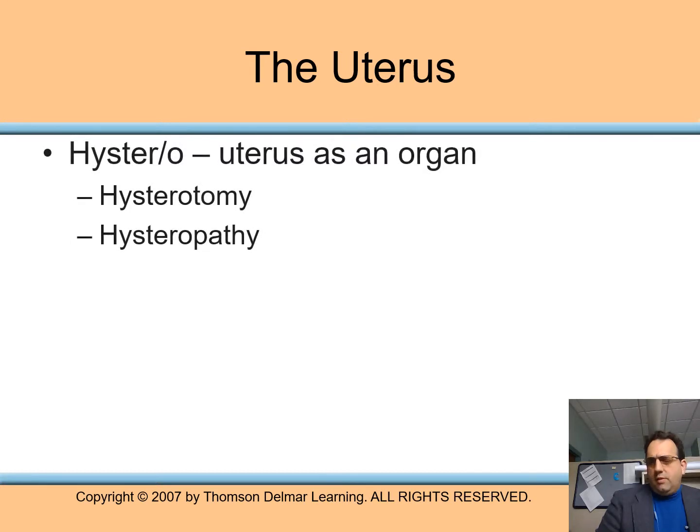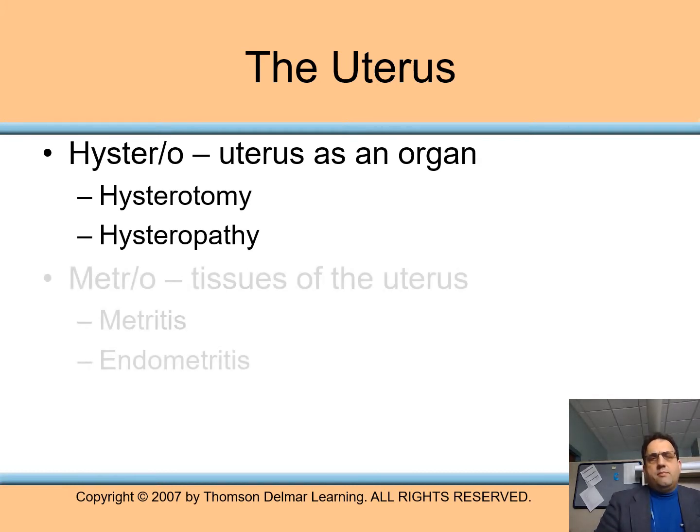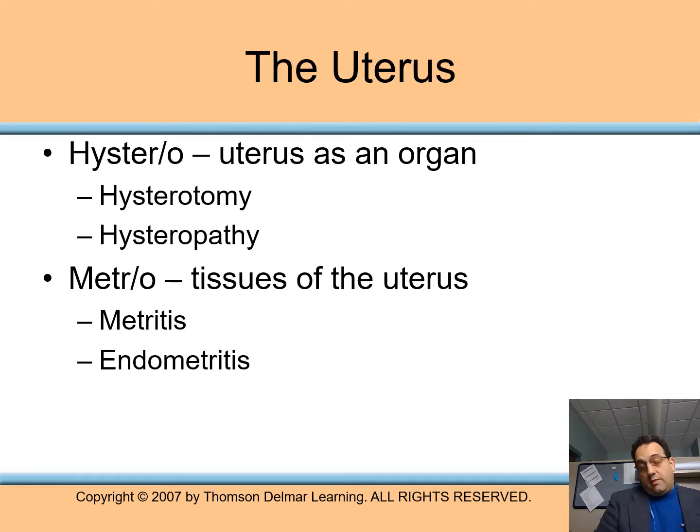The word for uterus, or the uterus in general, is hystero. So a hysterotomy would be cutting into the uterus. Hysteropathy would be a disease of the uterus. And also hysterectomy would be surgical removal of the uterus. For the tissues of the walls of the uterus, we use the word metro. So there is an endometrium, a myometrium, and a parametrium. And the endometrium is on the inside, the parametrium on the outside, and the myometrium is in the middle, made of muscle.